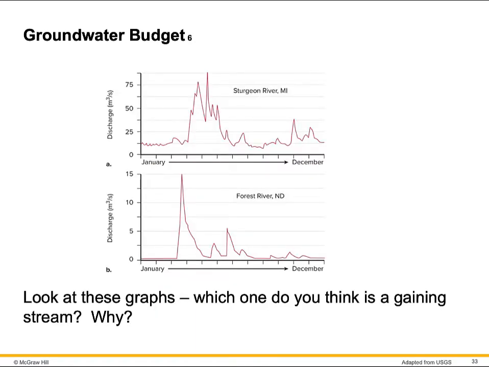Look at these graphs. Which one do you think is a gaining stream? Why do you think that?